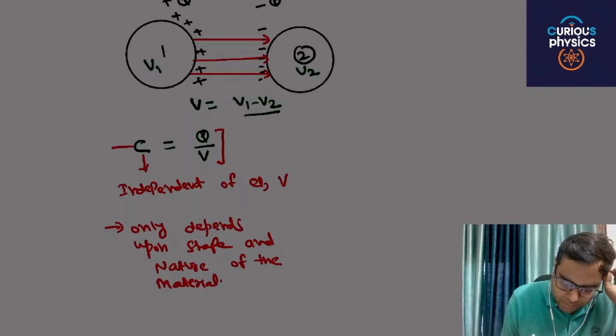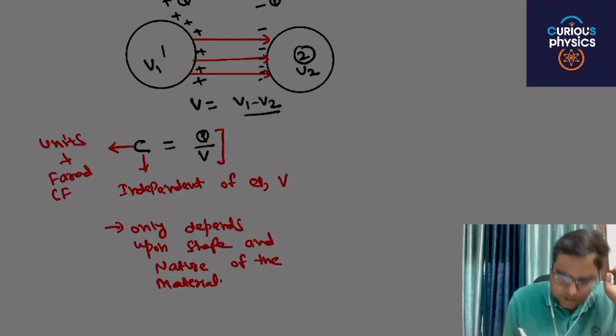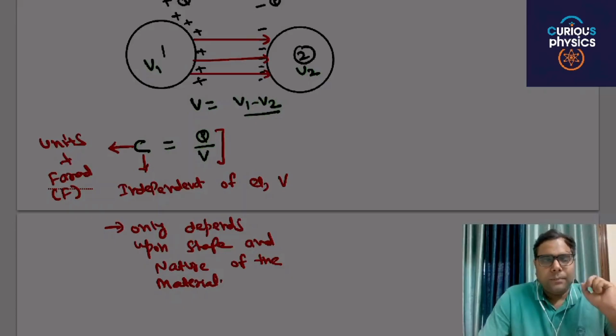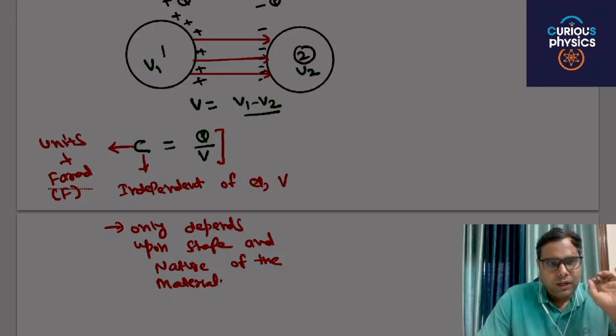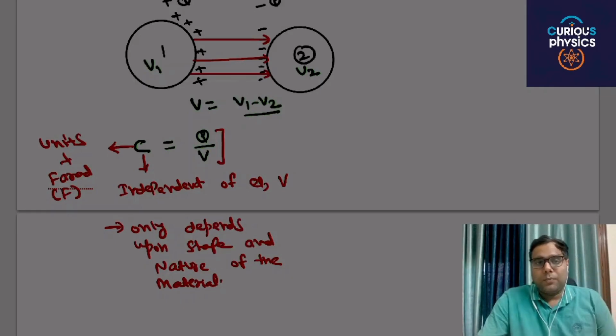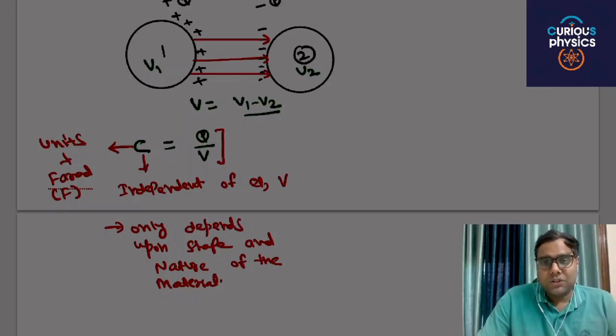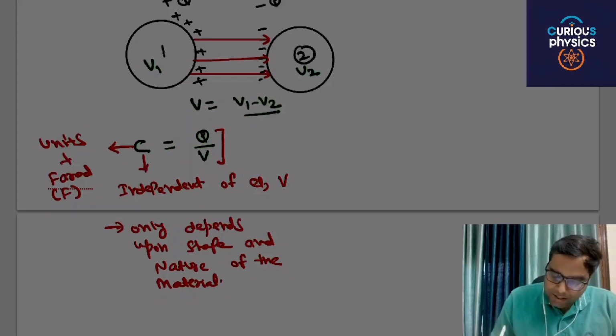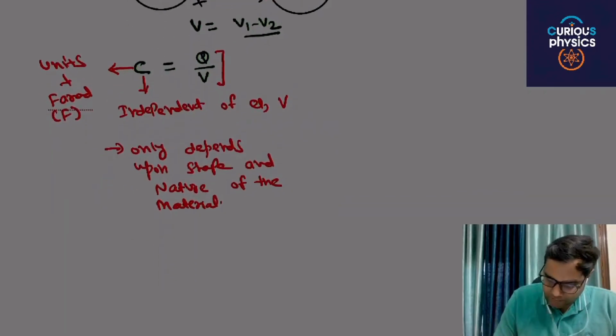The unit of capacitance is the farad, or F. In your chapter, some other smaller units are micro, nano and pico, but the main SI unit is the farad. If this potential difference can store a charge Q in this system, then the capacitance is defined by Q by V.